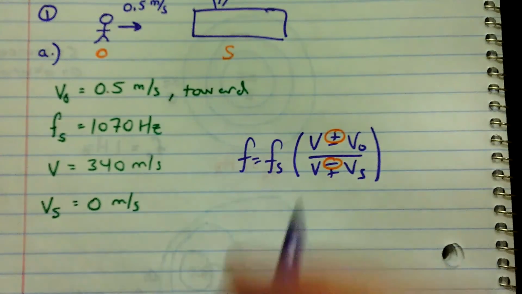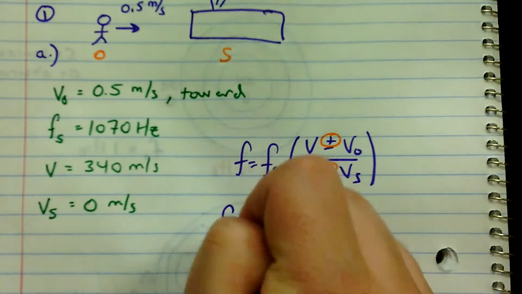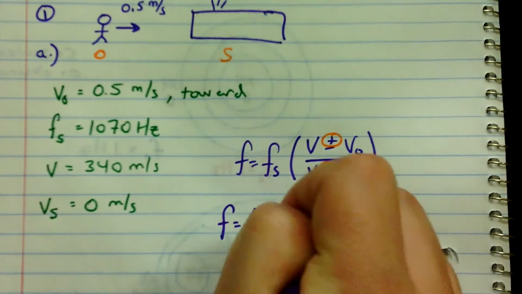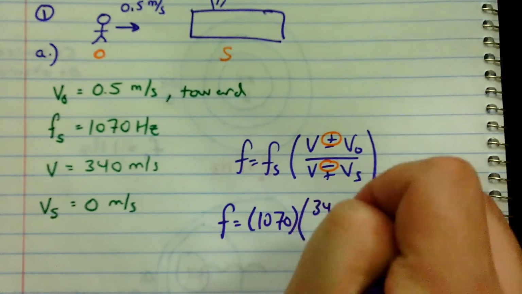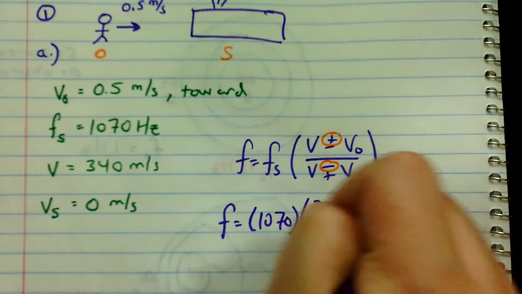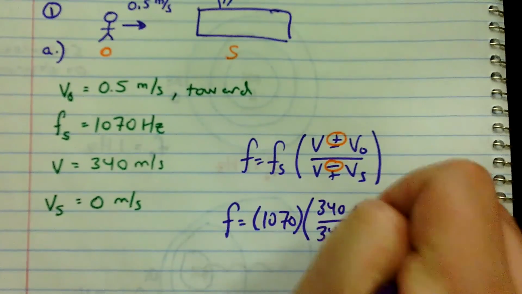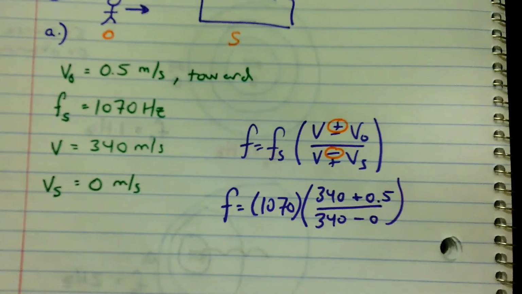So when I plug this in, I get something like frequency equals 1070 times quantity 340 plus 0.5 divided by 340 minus 0. And you can put that in your calculator. I would like everyone to go ahead and try putting it in your calculator because I want to make sure you're careful and follow order of operations correctly.